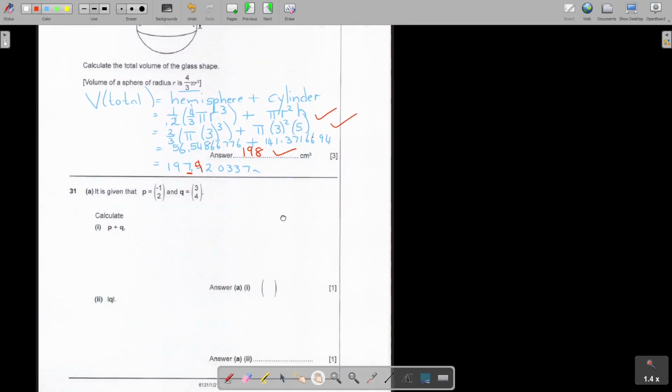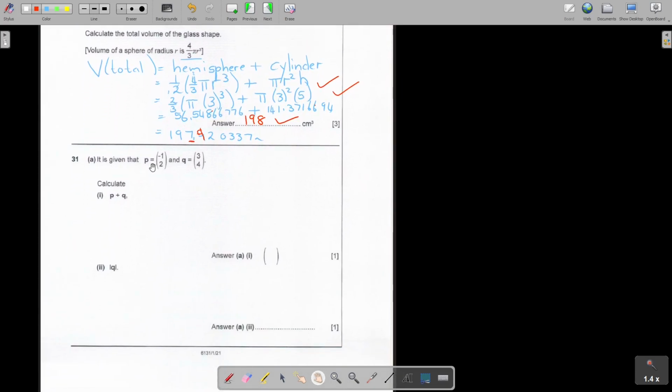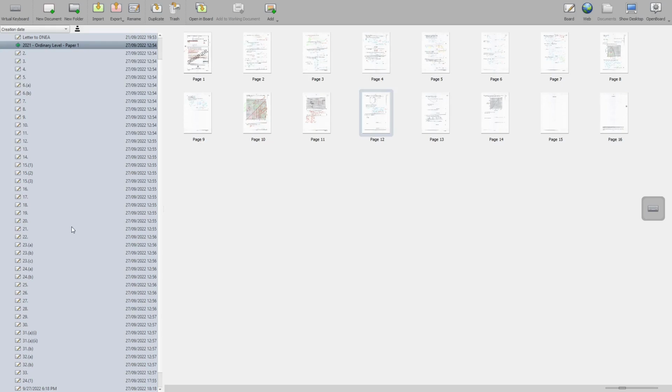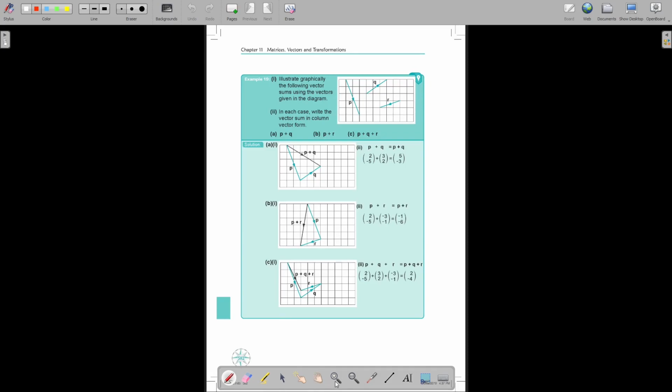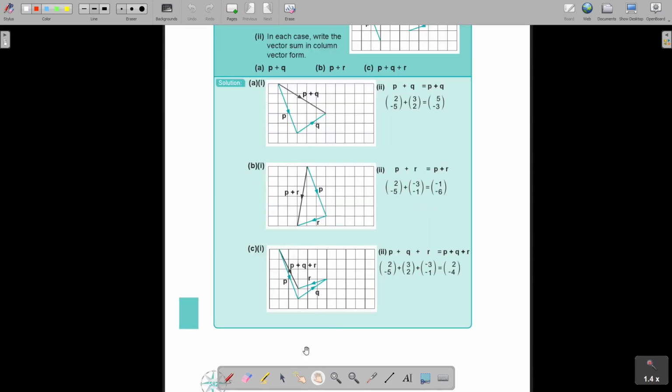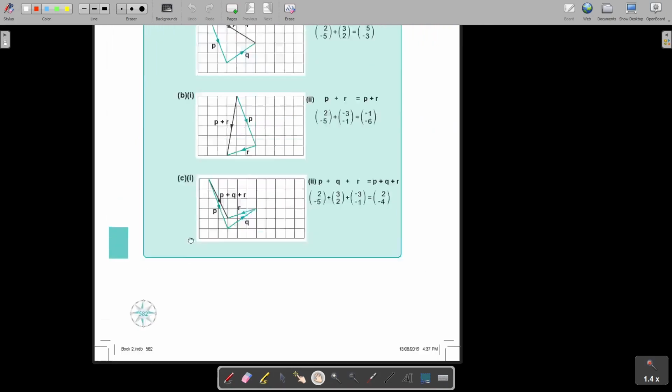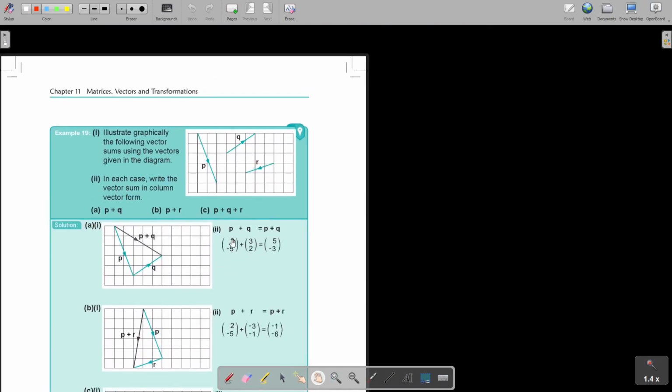And then the next one, it is given that P, this is a vector. If there's one column, it's a vector. As soon as they go to 2 columns, then it's matrices. Now this one is very, very easy. It's just addition, but I still take you to the textbook. It's question 31, and it's the same principles with matrices. It's book 2, page 582. Basically we just substitute and add the corresponding entries: top plus top, bottom plus bottom, and write the answer there.